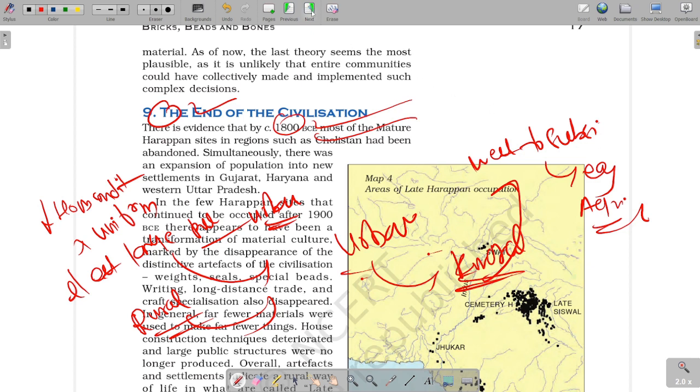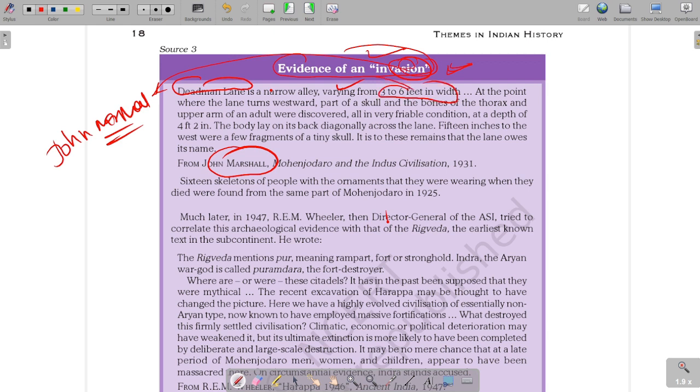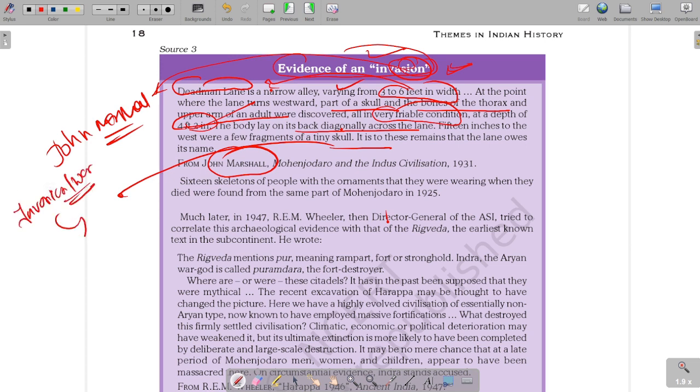Now some say that the end of civilization was due to invasion. Guys, this is a theory propounded by some archaeologists like John Marshall, that they found the dead man lane, which was 3 to 6 feet wide, where the skull and bones of thorax and upper arm were discovered in very friable condition at a depth of 4 feet. So he considered there was an invasion or war, and people were protecting and died, and the civilization came to an end.